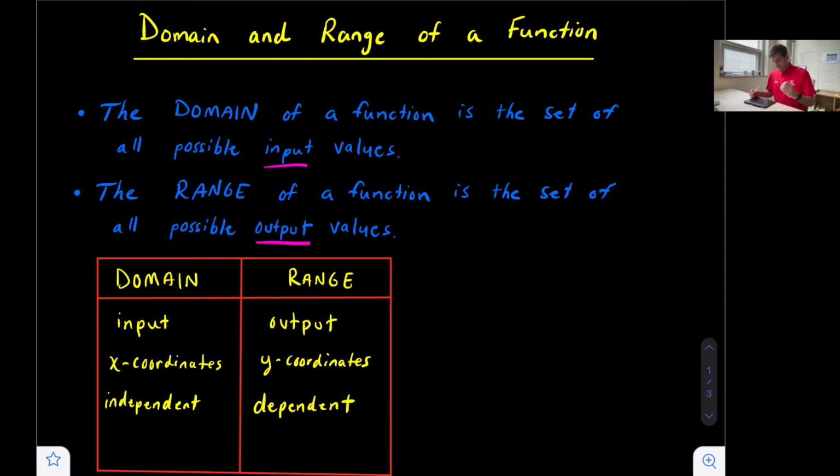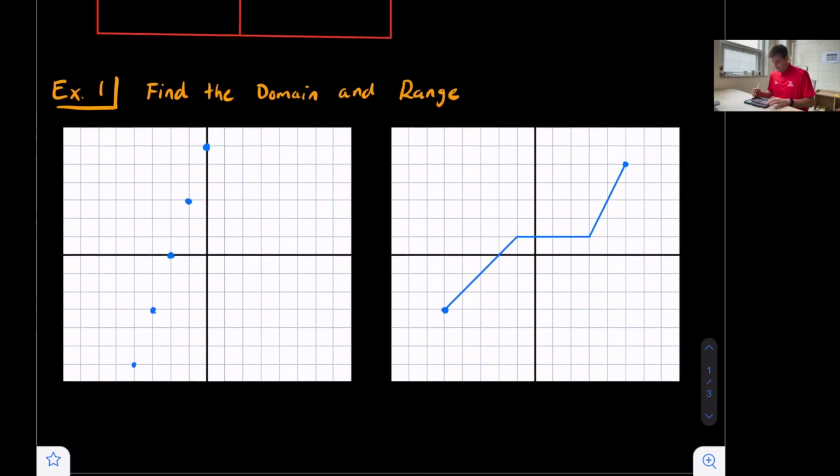For domain, we could see input, x-coordinates, and also independent variable. For range, we have output, y-coordinates, and dependent variable. So the combinations that we'll hear are domain and range, input, output, x-coordinate, y-coordinate, independent, and dependent variable. So let's take a look at some examples.